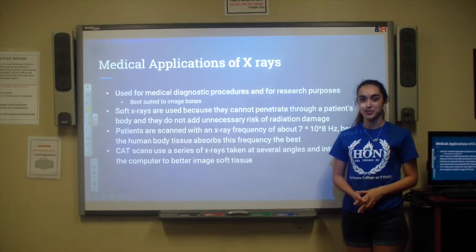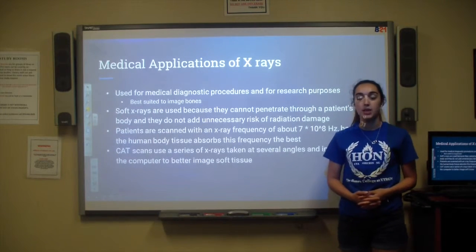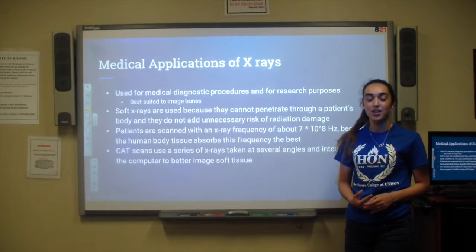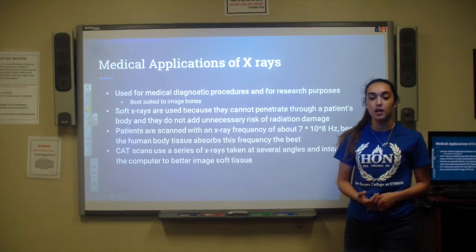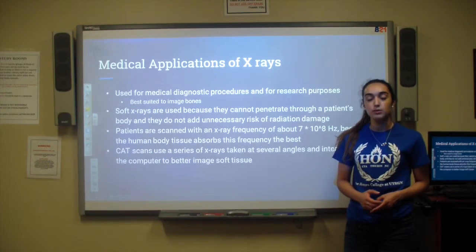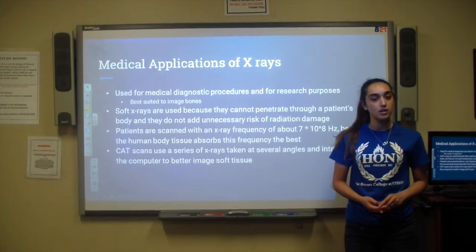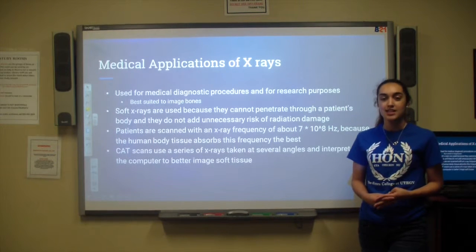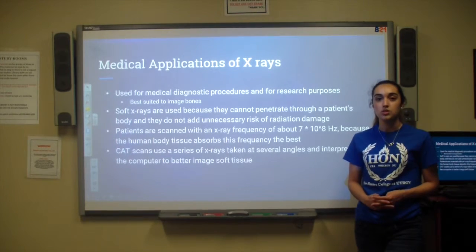Medical applications of X-rays. X-rays are used for medical diagnostic procedures and for research purposes. They are best suited for imaging bones. Soft X-rays are used because they cannot penetrate through the patient's body, and they do not add unnecessary risk of radiation damage. Patients are scanned with an X-ray frequency of about 7 times 10 to the 8 hertz, because human body tissue absorbs this frequency the best. CAT scans use a series of X-rays taken at several angles and are interpreted by the computer to better image the soft tissue.